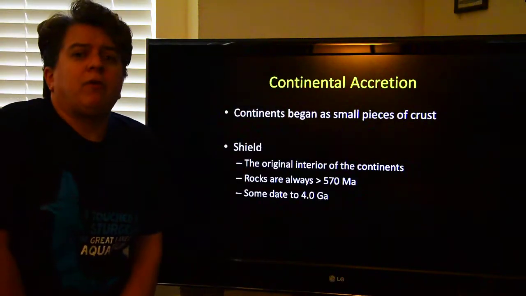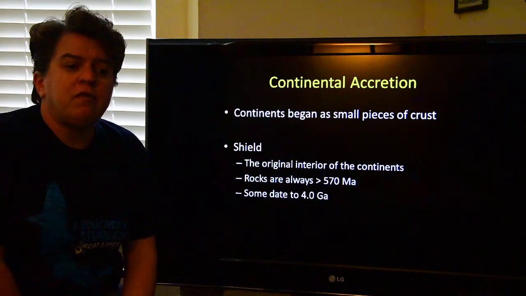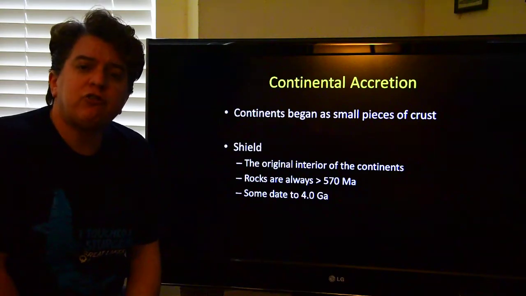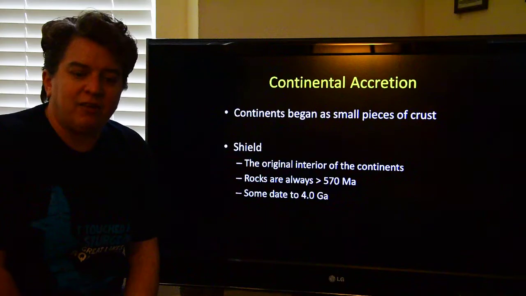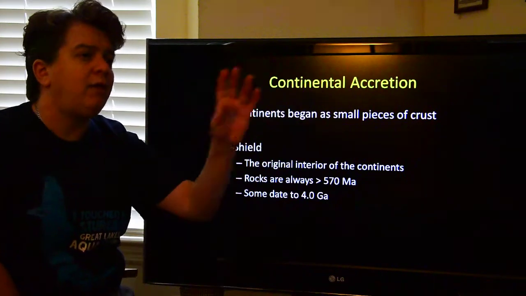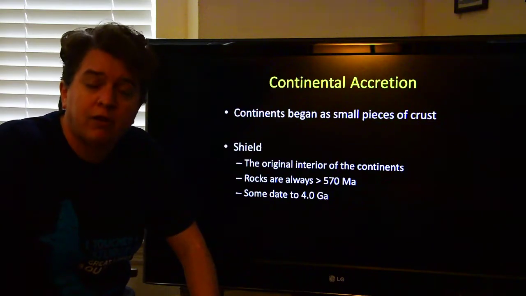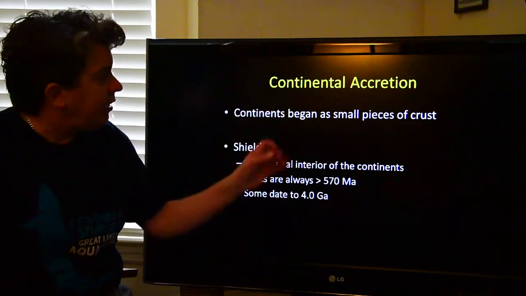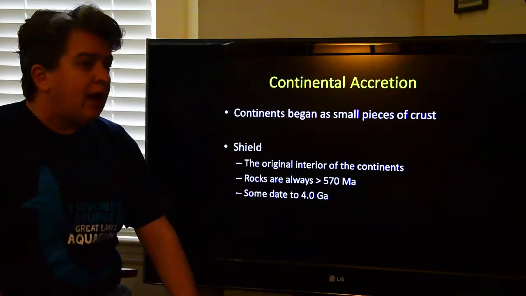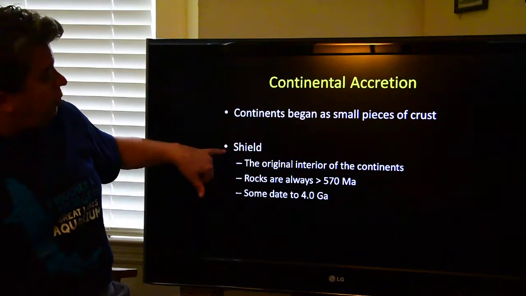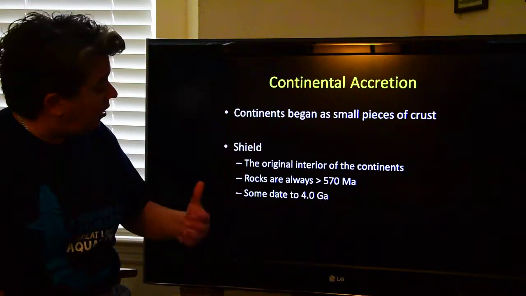Now, the last thing I want to talk about is something called continental accretion. This is how our continents have changed over time. The initial continents that we had way back billions of years ago in Earth history were actually quite small compared to what we have today. So they began as small pieces of crust, and today we have what's known as the shield that exists in all continents.